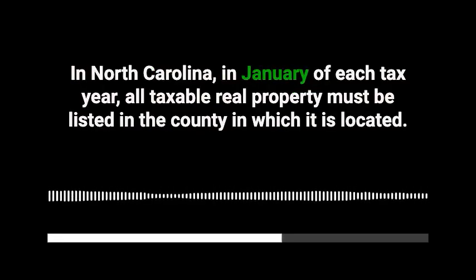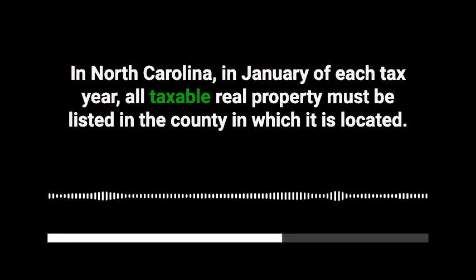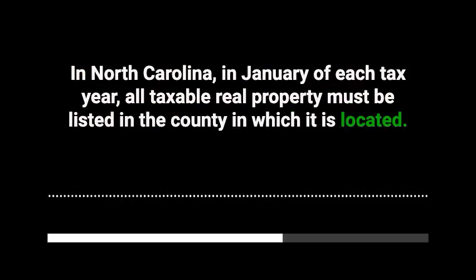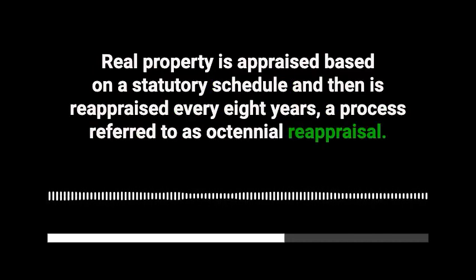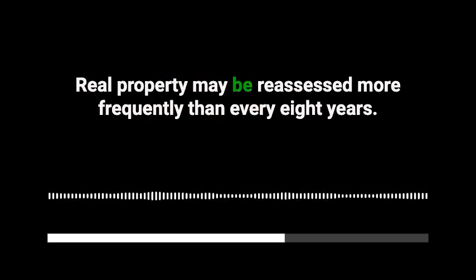Taxation timetable. In North Carolina, in January of each tax year, all taxable real property must be listed in the county in which it is located. All listed property is assessed at its fair market value. Real property is appraised based on a statutory schedule and then is reappraised every 8 years, a process referred to as octennial reappraisal. Real property may be reassessed more frequently than every 8 years.